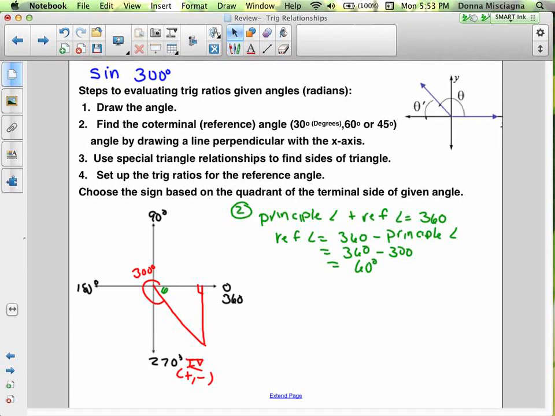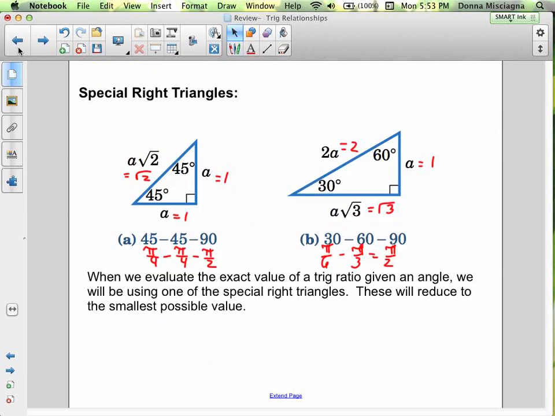Step number 3 is labeling the sides of the triangle. All right, so if this is 60 degrees, you have this, by the way, in your notes. So this right here is in your notes, all right? And make sure you have yours labeled, not just with a and a square root of 2, right? Because the hypotenuse is the square root of 2.